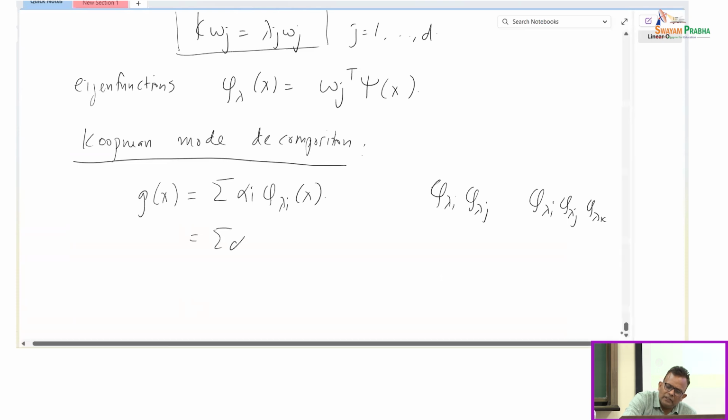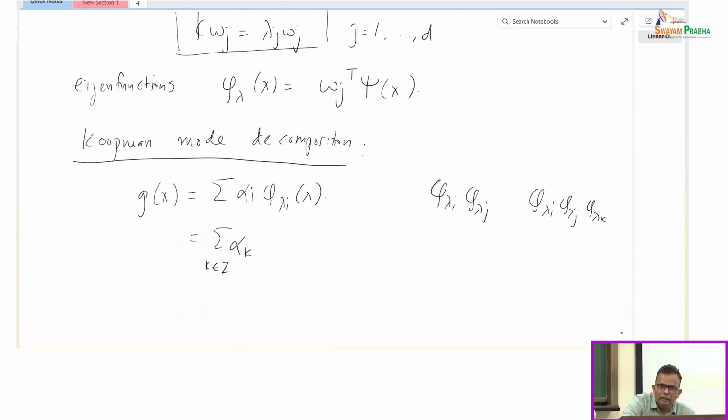I could say alpha k. Now k is not a scalar, but a vector. And how should I write this?